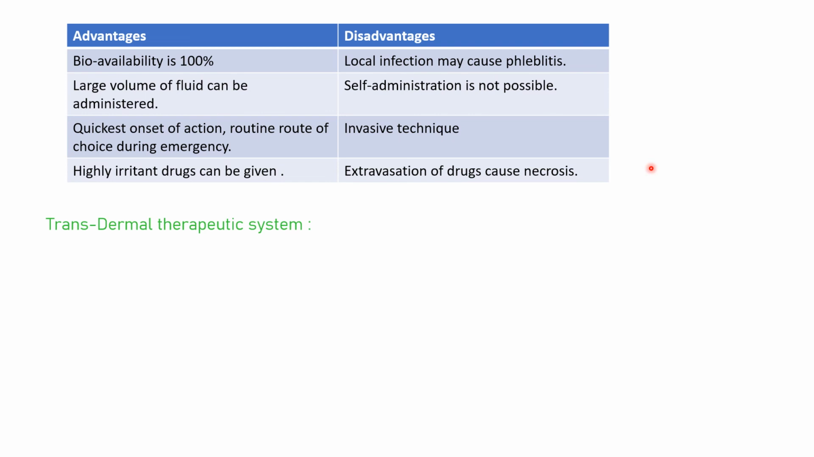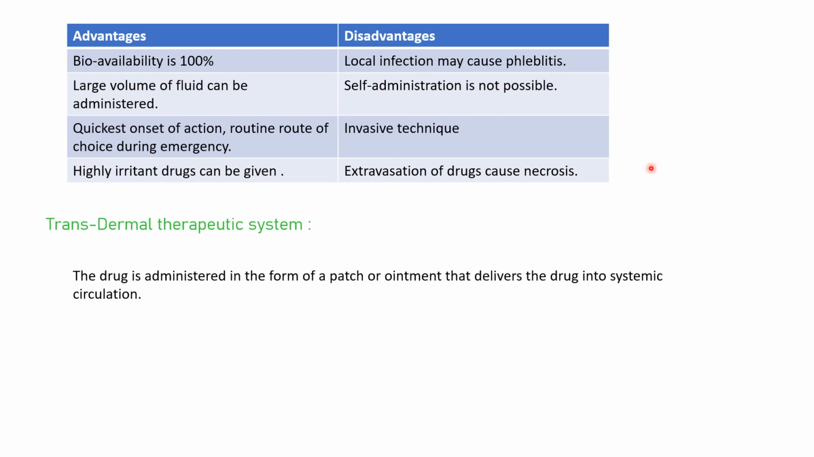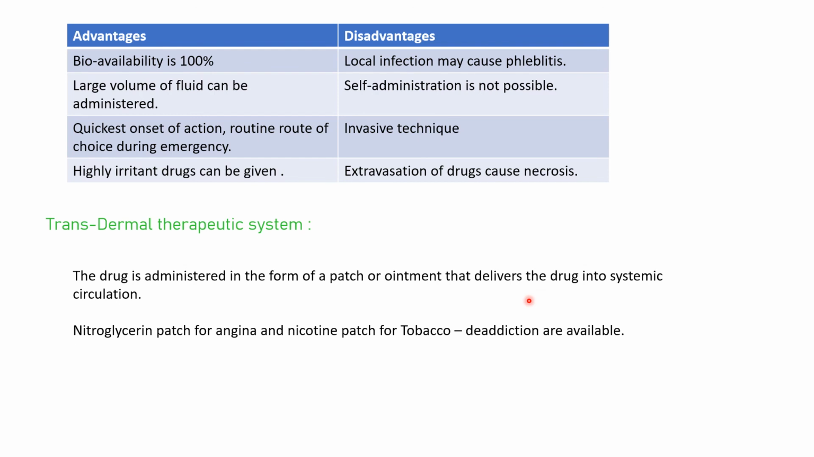Last, we have come to the end of the slide. Don't worry. Transdermal therapeutic system. A drug is administered in the form of a patch or ointment that delivers the drug into the systemic circulation. Nitroglycerin patch for angina and nicotine patch for tobacco de-addiction are available.